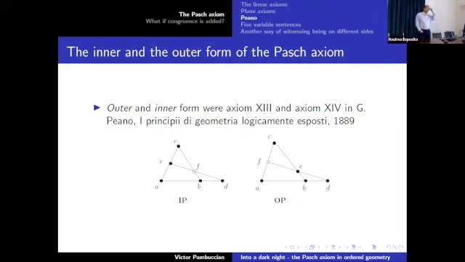So what does the inner Pasch tell us? Well, if you look at the picture, you have the triangle ABC, and you have a line, DC, that does two things. It has a point in common with the side AC, and a point in common with the extension of the side AB. Then you're told that the segment CD intersects the segment CB.